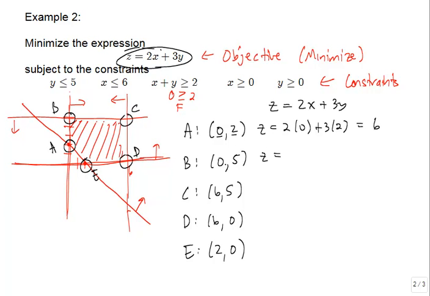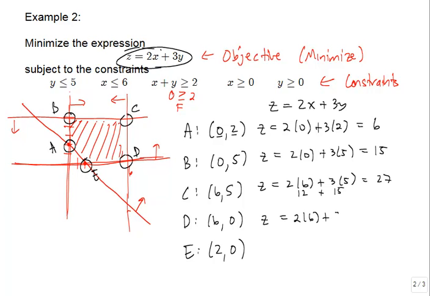If I plug in the next point, point B, into z, I'm going to get 2 times 0 plus 3 times 5, which gives me 0 plus 15, or 15. If we plug in our third point, we want 2 times 6 plus 3 times 5. That's 12 plus 15, so that's 27. If we go to our fourth point, that's 2 times 6 plus 3 times 0, so that's 12 plus 0, or just 12. And our last corner point, 2 times 2 plus 3 times 0, gives me 4.